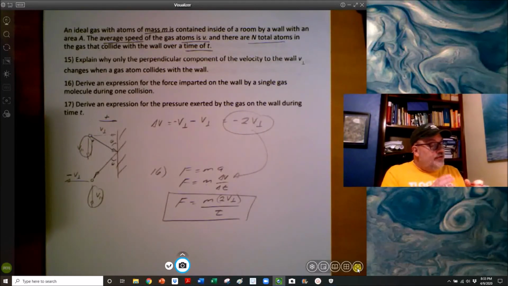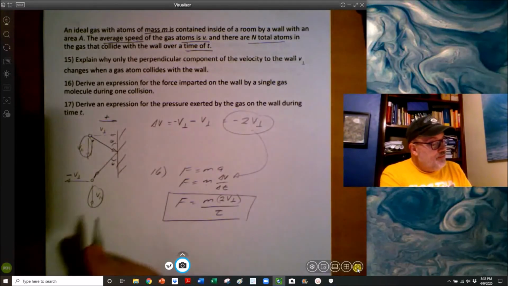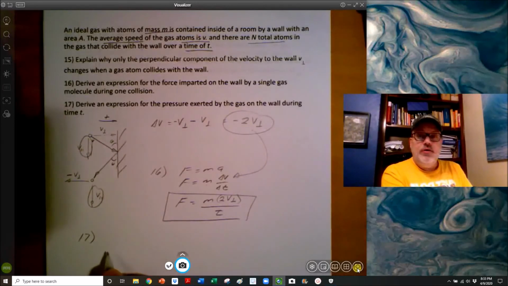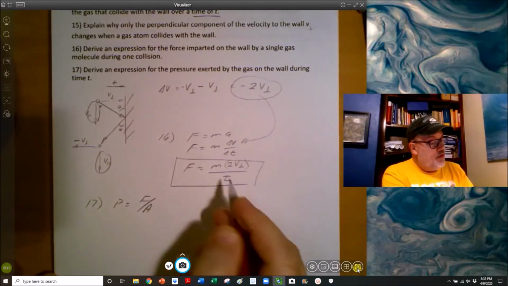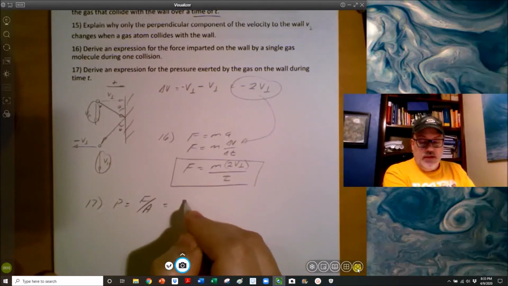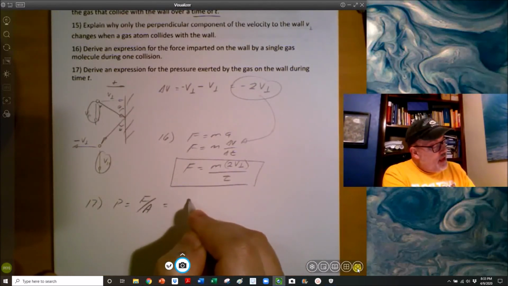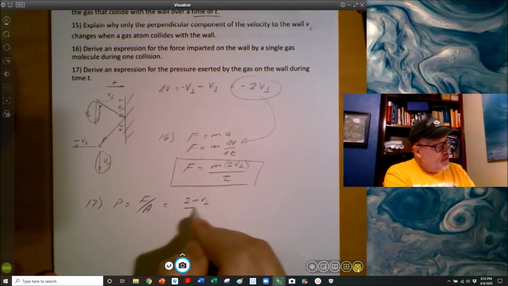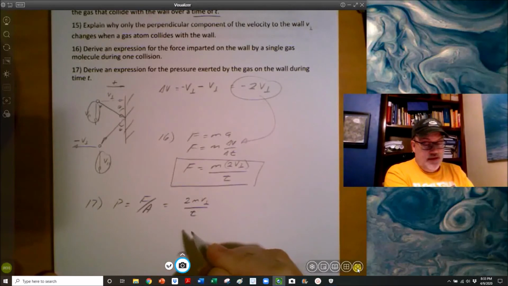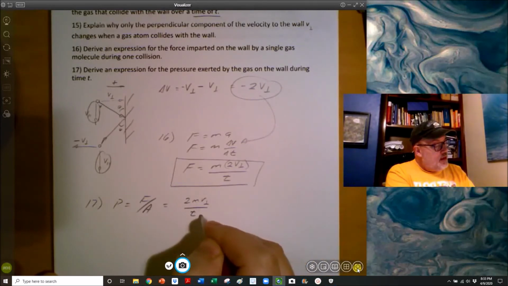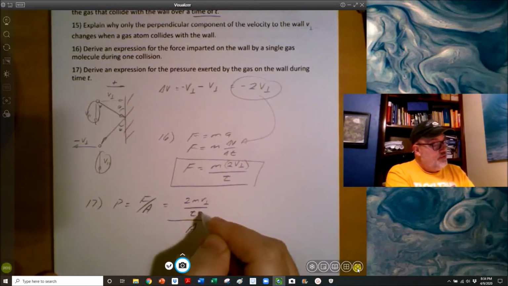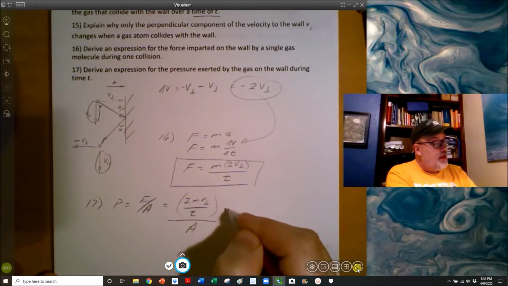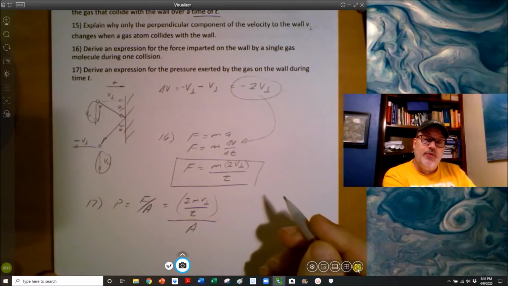The next question says, derive an expression for the pressure. Well, remember, pressure is equal to force over area. Well, we have a force of 2mv perpendicular over t, and that would be divided by the area itself, but this is only for one molecule, so we need to multiply it by all of the molecules that are there.